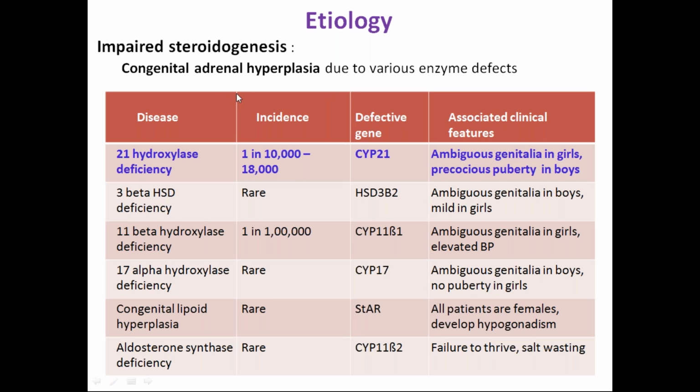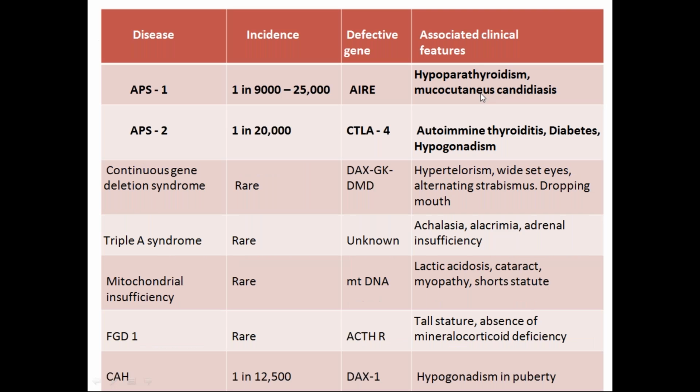So what are the other etiologies? Till now I have told you about adrenal destruction. Now impaired steroidogenesis, that is impaired production of the adrenal hormones, is due to congenital adrenal hyperplasia. The most important one is 21 hydroxylase deficiency, and 3 beta hydroxysteroid dehydrogenase deficiency and 11 beta hydroxylase deficiency.